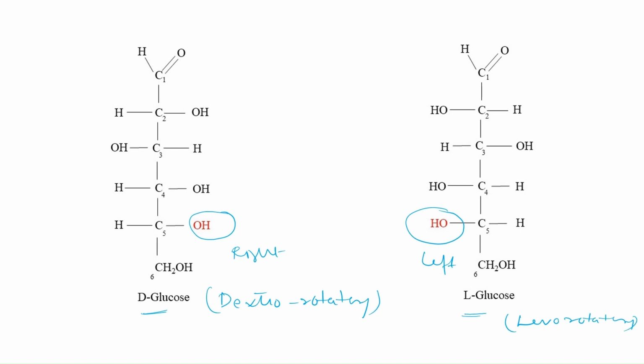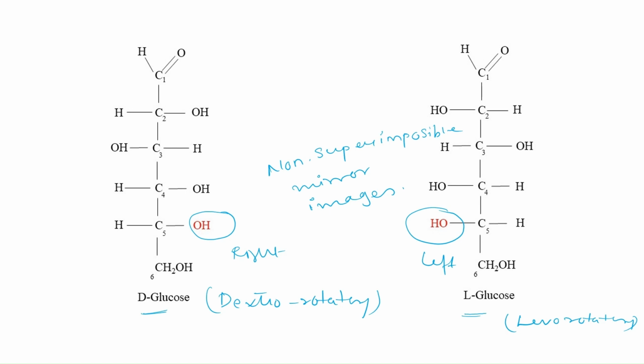So these two are non-superimposable mirror images. So D-glucose means when the OH group attached to the fifth carbon is present on the right hand side, we call it D-glucose. If it is present on the left hand side, we call it L-glucose. D stands for dextrorotatory, L stands for levorotatory.